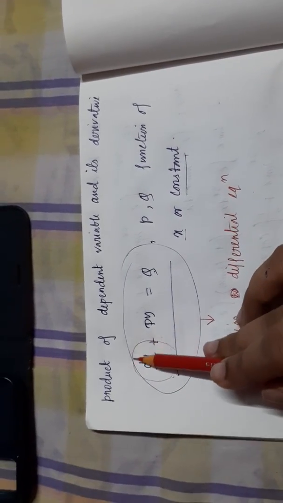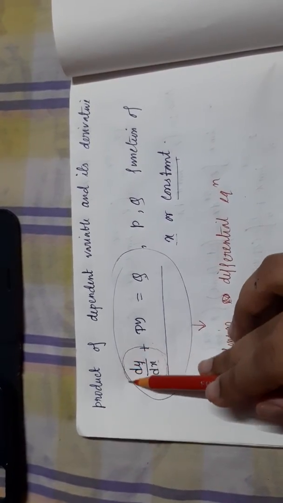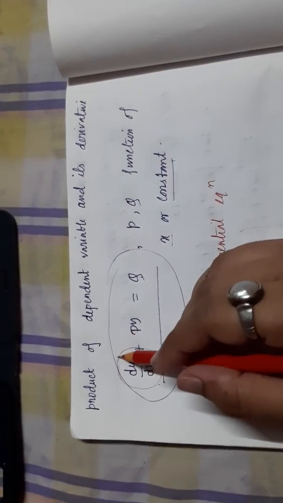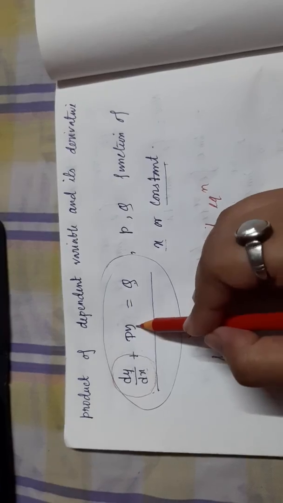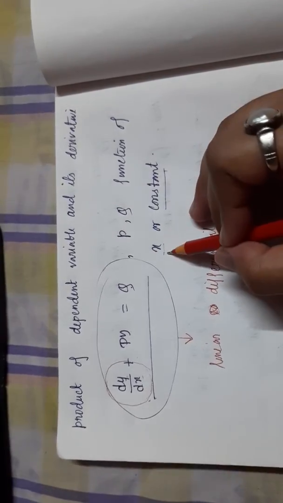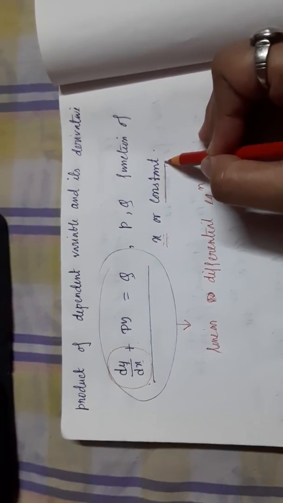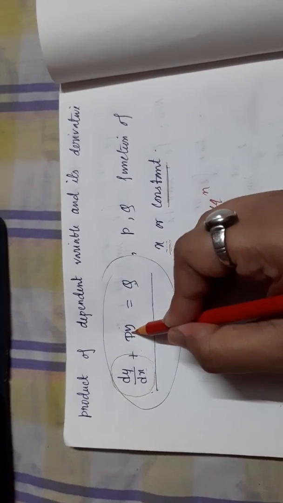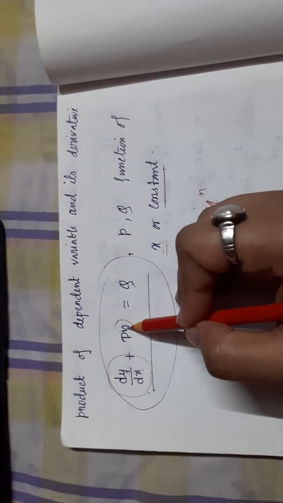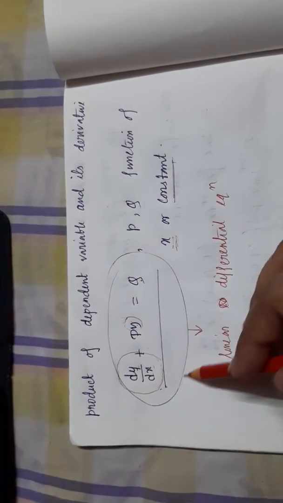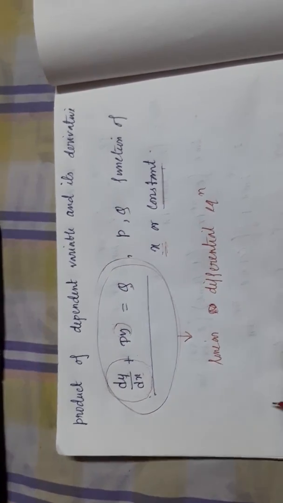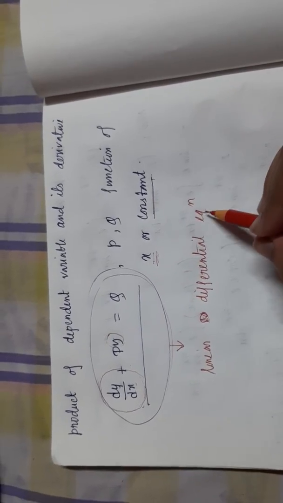contains a first order derivative dy/dx and its degree is 1. And it has the term p into y, where p and q are either functions of x or constants. So the degree of the dependent variable is also 1. So we can say this differential equation is a linear differential equation.